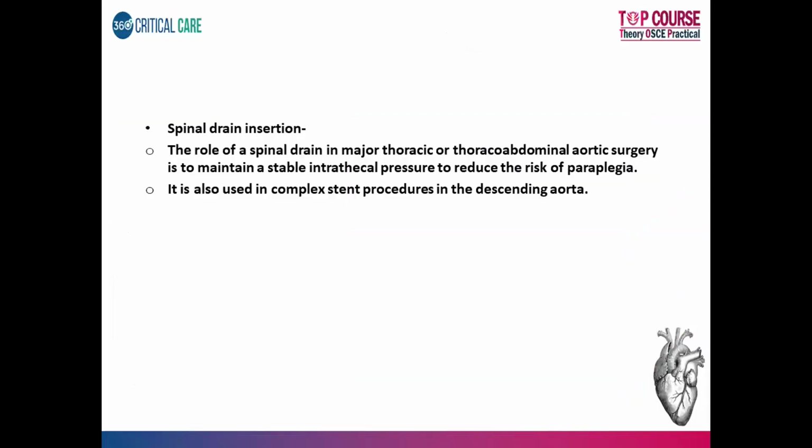Okay. The third important point is you have to maintain a stable intrathecal pressure. Because in these patients, if there are fluctuations during the surgery, there is a risk of paraplegia post-operatively. So in order to maintain a stable intrathecal pressure, you insert a spinal drain before the onset of surgery. Okay, so these three things are important. One is aortic cross clamping should not be used. The second one is cerebral protection. Third one is, in order to prevent paraplegia, you have to insert a spinal drain preoperatively, just before the surgery.